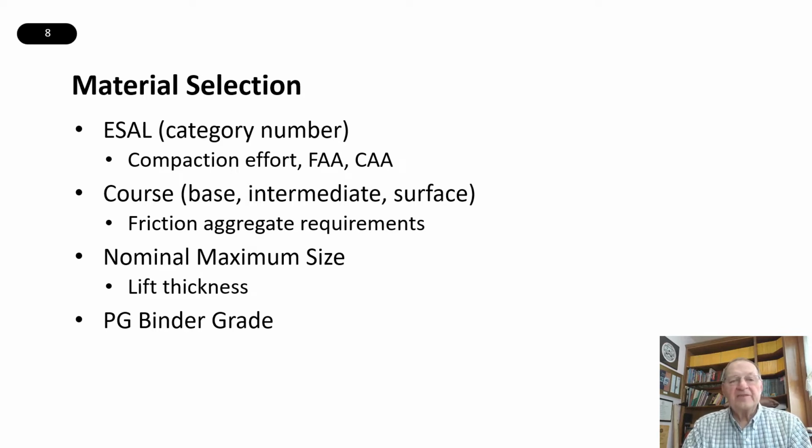So in selecting our materials then, the ESAL category is going to tell us as a mix designer what compactive effort do I need and what are the requirements for fine aggregate angularity and coarse aggregate angularity. The coarse, base, intermediate, and surface, the only impact that this has is whether it happens to be a surface material, depending upon the ESAL category, will tell us whether we need friction resistant or friction maintaining aggregates.